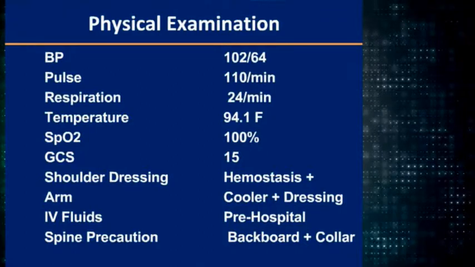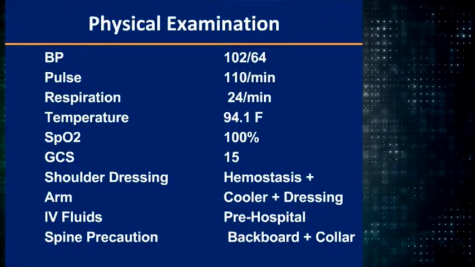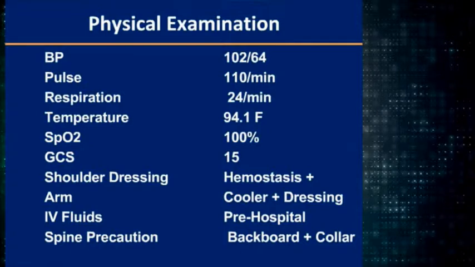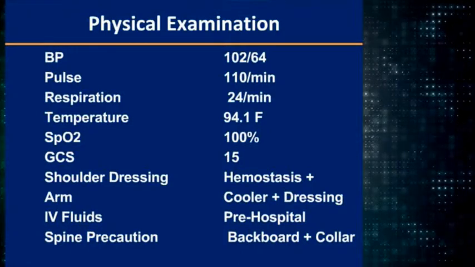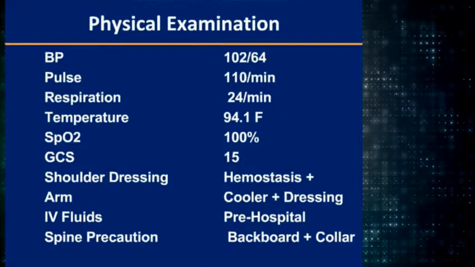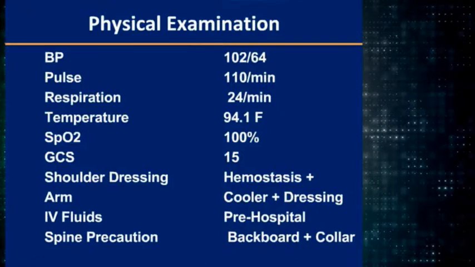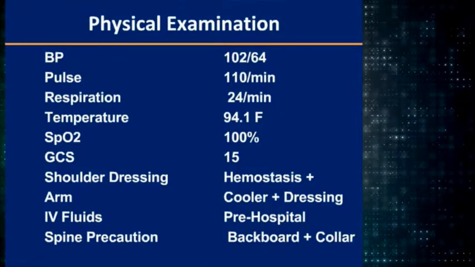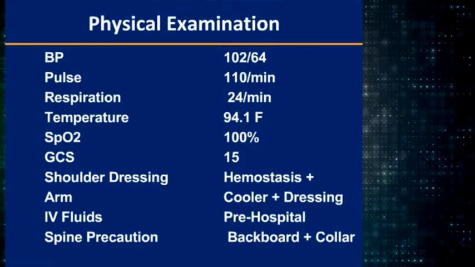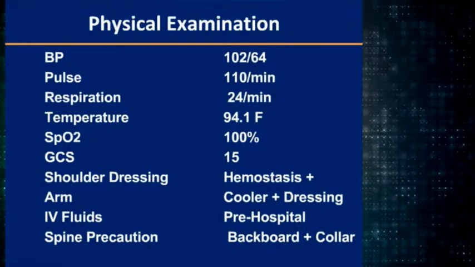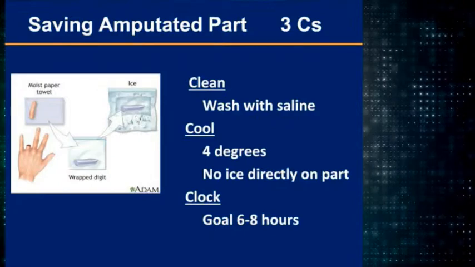The folks in the field, I think, did an admirable job of managing both the patient and the extremity. They had put a pressure dressing on, you'll see in the photo in a second. A tourniquet would be a tall order for a patient like this, and they had preserved the arm in a cooler. They put him in spine immobilization and brought him to the trauma bay.